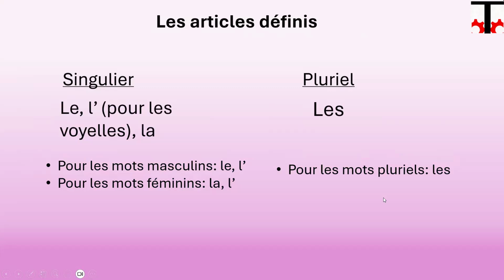After that, we have les articles définis, or the definite articles. The definite articles are le, la, l', and les. They translate to the in English. Le is used before masculine nouns, la is used before feminine nouns, and les is used before plural nouns. And l' is used before nouns that start with a vowel. All these translate to the in English.